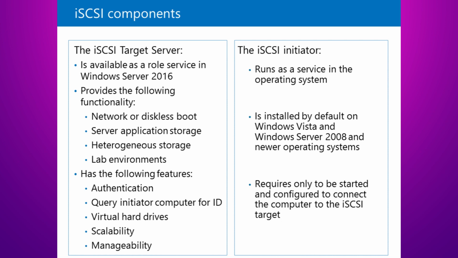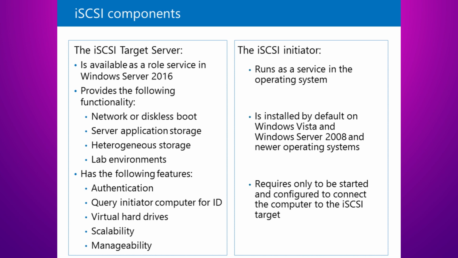Server application storage. Some applications, such as Microsoft Exchange Server, require block storage. The iSCSI Target Server can provide these applications with continuously available block storage. Because the storage is accessible remotely, it also can combine block storage for central or branch office locations.